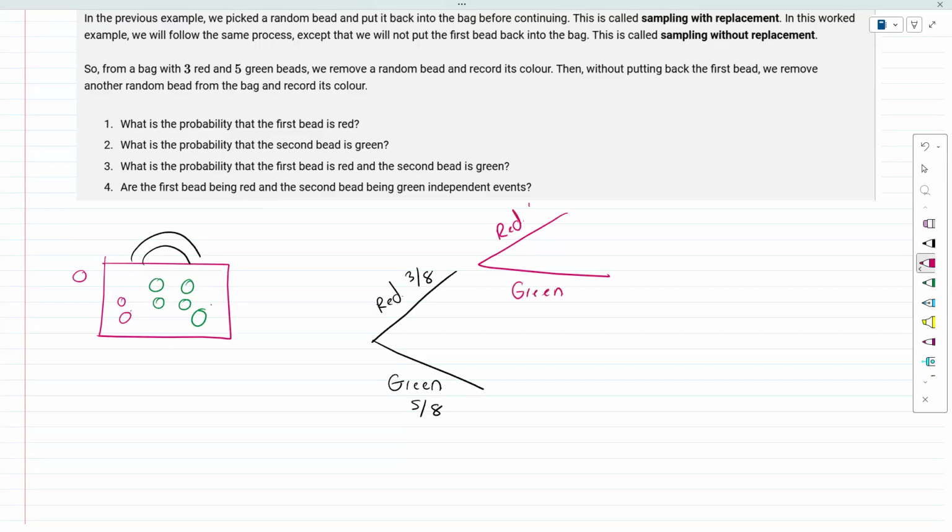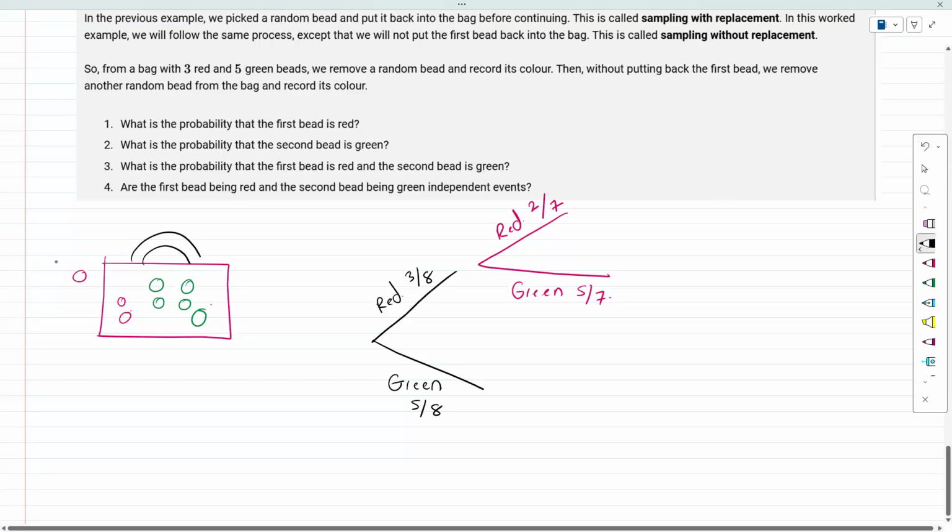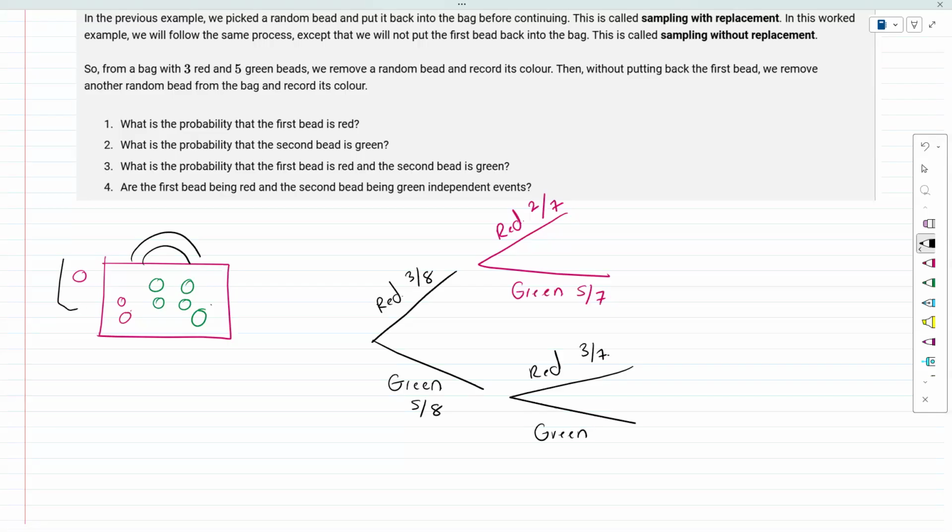So the choice to get red would be 2 out of 7. And the choice to get green would be 5 out of 7 because we did not put it back. Right? Now, the next one is if we go back and put the red back. Let me just write out everything. I think it's a bit easier. This is red and this is green. Red would be 3 out of 7 and this would be 4 out of 7.